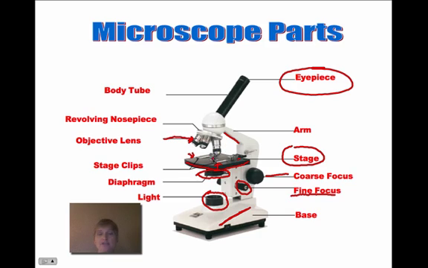This is how you change the magnification power. So it shows you there's this revolving nose piece. You would really just turn this, and that will move these objective lenses so that you can use a different magnification power.